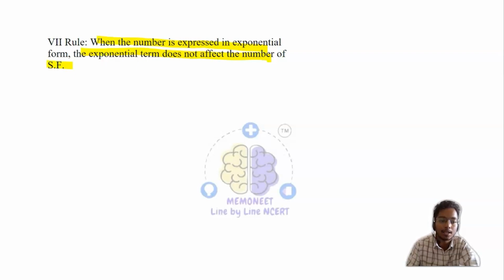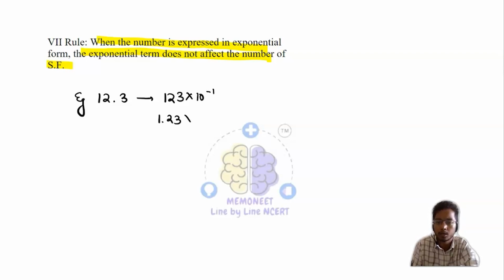Let's say we have some value here, that is 12.3. We can also write 12.3 as 123 into 10 to the power minus 1. And also we can write 1.23 into 10 to the power 1. So in this case, the 10 to the power minus 1 and 10 to the power 1 will not affect the significant figures. In each case, we have 3 significant figures. Here also 3 significant figures.